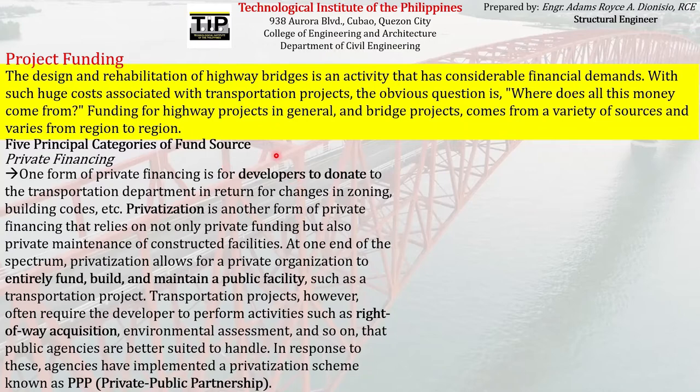So again, just like what I've said, another source of funds for a transportation project is private financing. From the term itself, we can easily see that in private financing, obviously, the main source of funds is a private entity, usually developers or private companies. So private financing can come in the form of a donation to the transportation department. And another form of private financing is what we call the PPP or the private-public partnership.